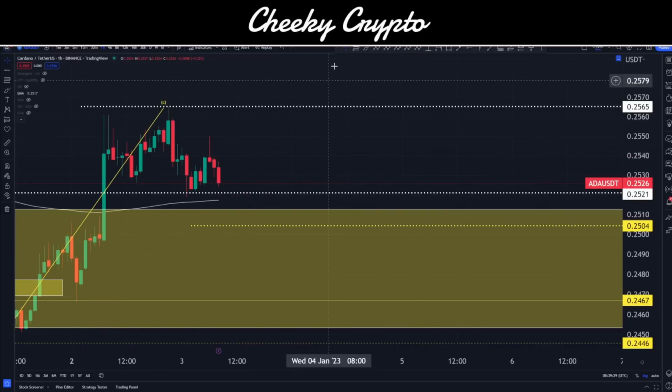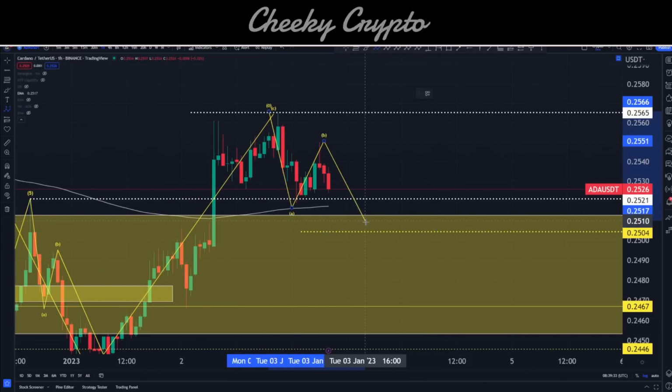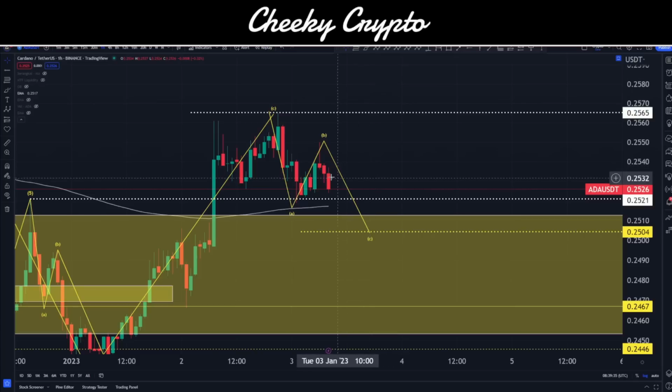But for the most part, the obvious wave count is the one that I've just marked, and it would be an A, B, C. Now, I want to say that it's obvious because it's the easiest one to see, but there are a couple of other options here, and I want to walk you through what they look like as well.